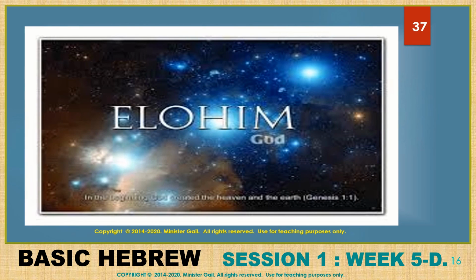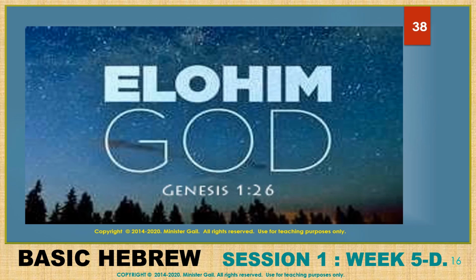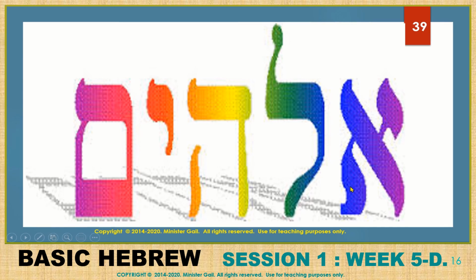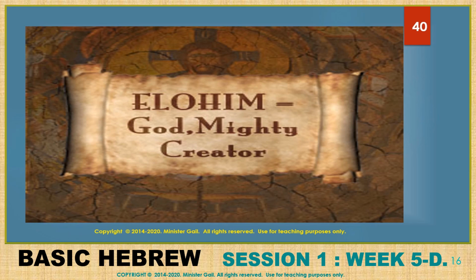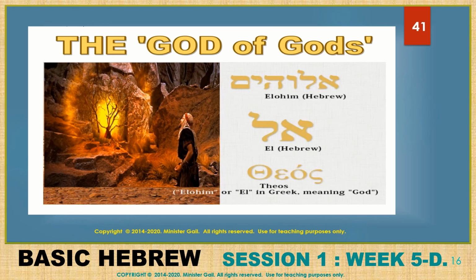Elohim, God of gods. Elohim is the God of gods. Genesis chapter 1. So he's the first shepherd revealed, power over the water. The name Elohim means, Genesis 1:1, the power of God over the water. Elohim, the God of gods. There's only one. Elohim, he is the God, Almighty Creator. He used his breath, his word, to create. The God of gods. Elohim. El.